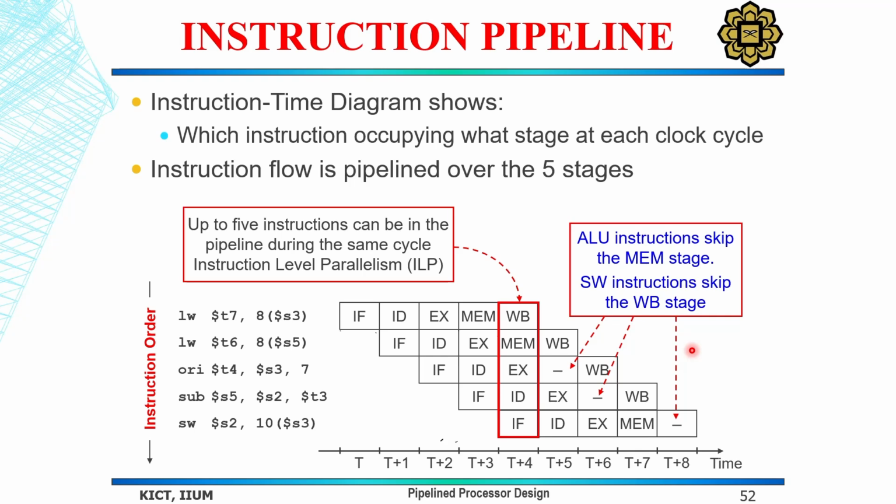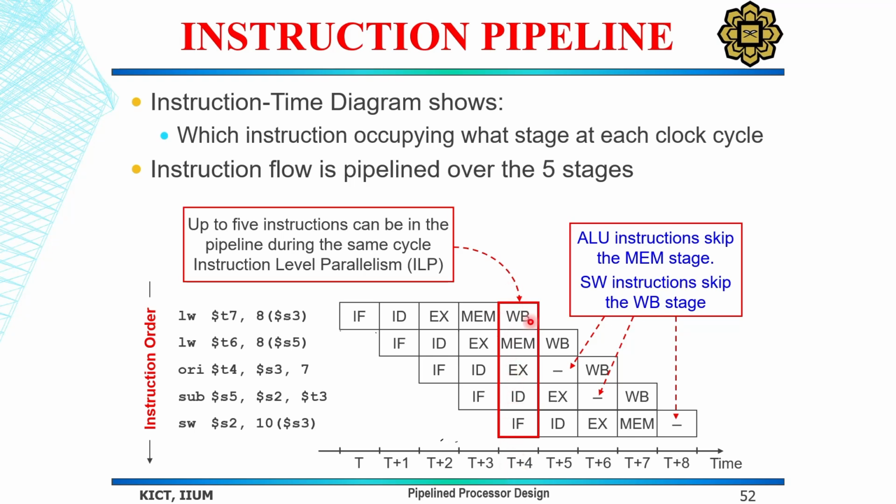When we utilize such a diagram for the pipeline, up to 5 instructions can be in the pipeline during the same cycle, and this is instruction level parallelism. Because the same cycles and same stages are used for different instructions. So here you can see, for example, at this clock cycle, up to 5 instructions can be in the pipeline.